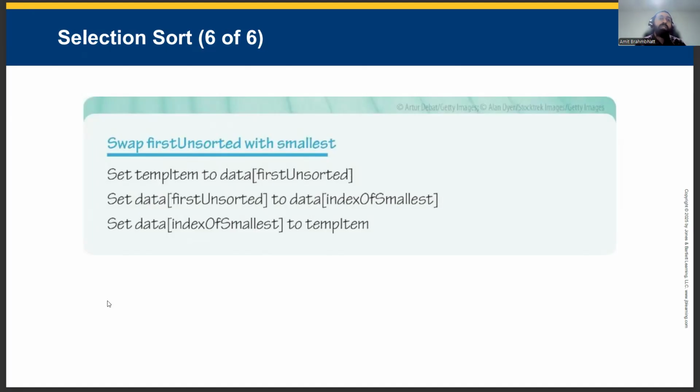So by putting the first unsorted item into temp item, we are allowing that place to be filled with data at index of smallest in the second line, and then we are placing the temp item into the data at the index of the smallest.